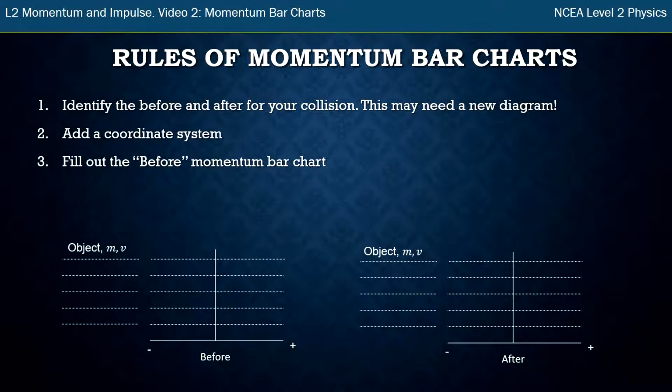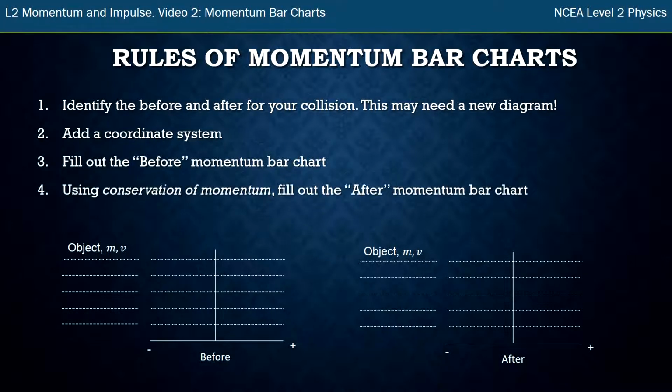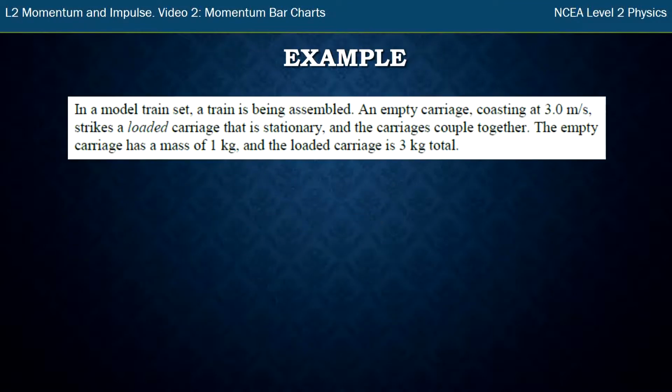Fill out your before momentum chart, that's the one on the left. Fill out the after momentum chart, and you use the idea of conservation of momentum to do that. You use the idea that the total momentum before is equal to the total momentum afterwards. And use your bar charts to write your momentum equation. So let's go into an example.